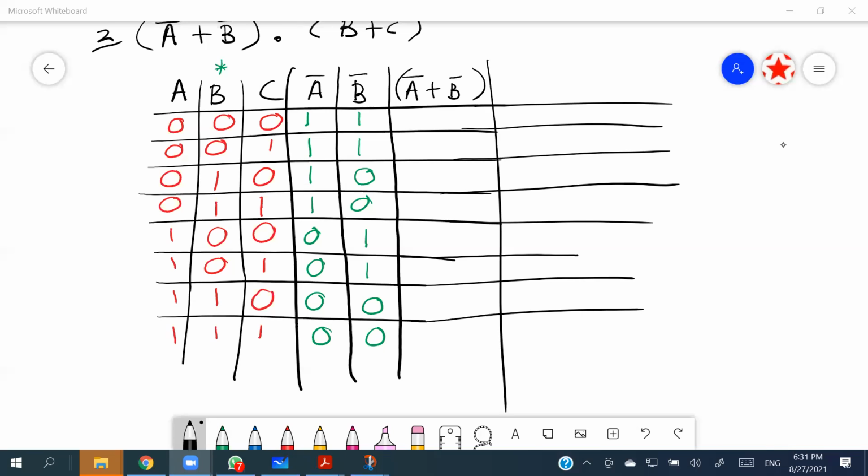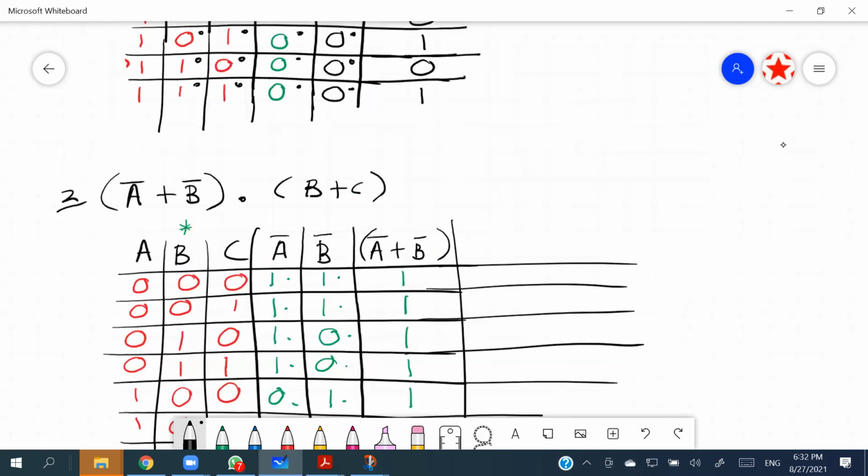Okay, so when we are considering the A bar and B bar, we are going to add those things. So be careful. 1 plus 1 is going to be 1. 1 plus 1 going to give you 1. 1 plus 0, again 1. 1 plus 0, again 1. 0 plus 1, again 1. 0 plus 1, again 1. 0 plus 0, it's going to be a 0. 0 plus 0, again it's going to be a 0, right?